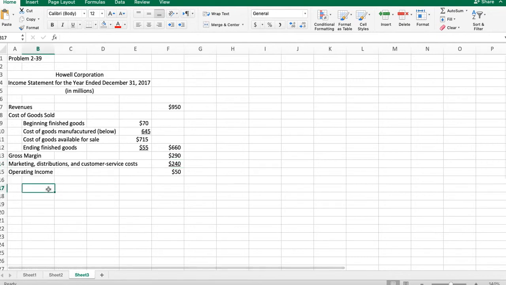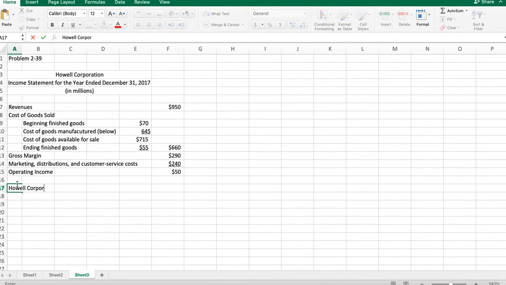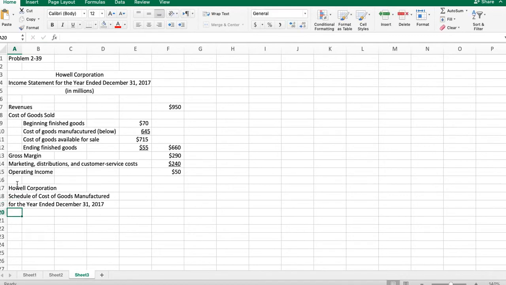Okay, now under this, we're going to do the cost of goods manufactured statement. So we still have the Howell Corporation, and this is part of the financial statements according to Generally Accepted Accounting Principles. And so you do have to put them in the right format. And an income statement is for a period, not a snapshot. And so we always say what the period is: is it for the month of December or for the year end of December 31st? And then if we do it in millions, we have to specify that as well.